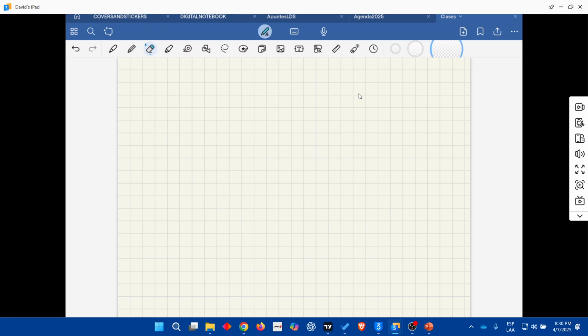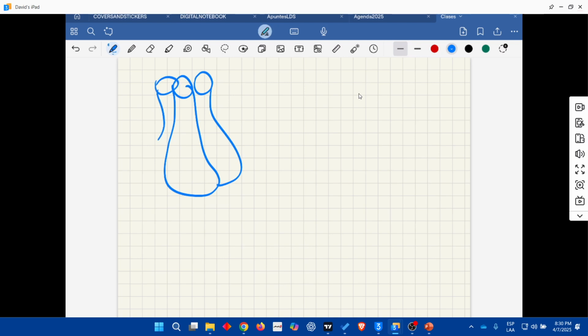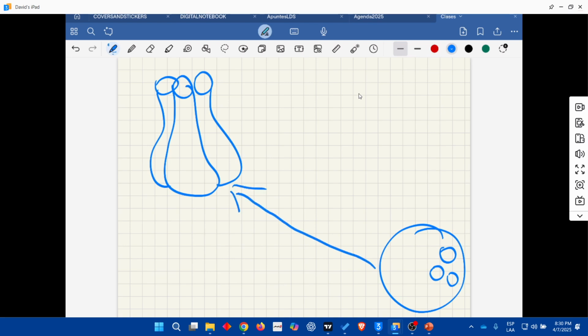Have you ever gone bowling? I forgot how to write it, but it's a game in which you have something like this, and you have many of them. You have 10 of them, and with a ball like this, you are going to throw it, and you need to put all those pins down.